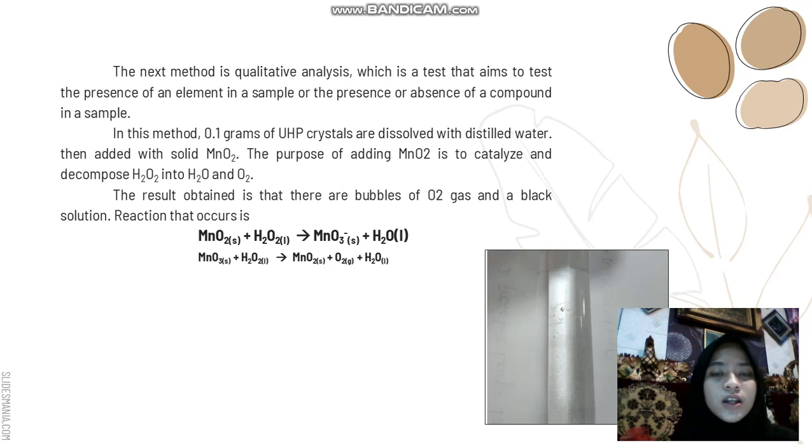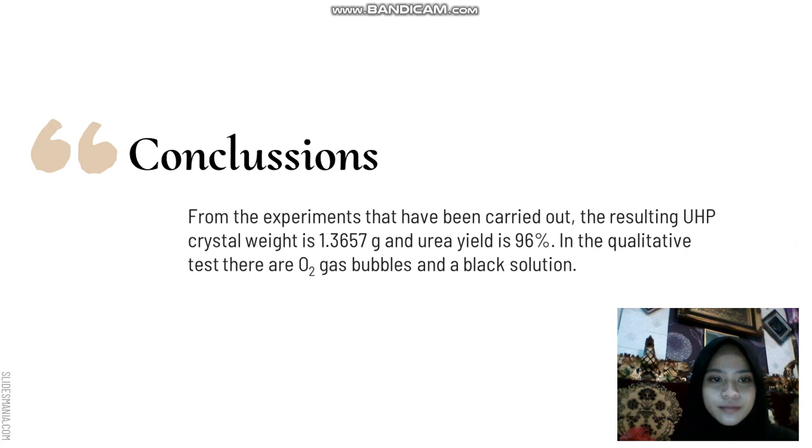The next method is qualitative analysis, which is a test that aims to test the presence of an element in a sample or the presence or absence of a compound in a sample. In this method, 0.1 grams of urea-hydrogen peroxide crystals are dissolved with distilled water, then added with solid manganese dioxide. The purpose of adding manganese dioxide is to catalyze and decompose hydrogen peroxide into water and oxygen. The result obtained is that there are bubbles of oxygen gas and a black solution.